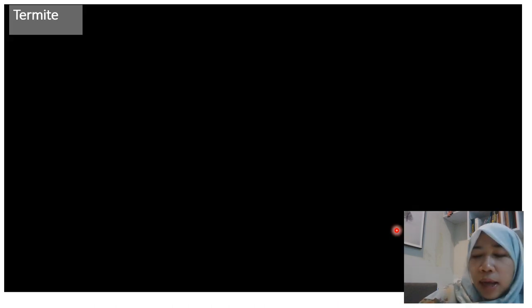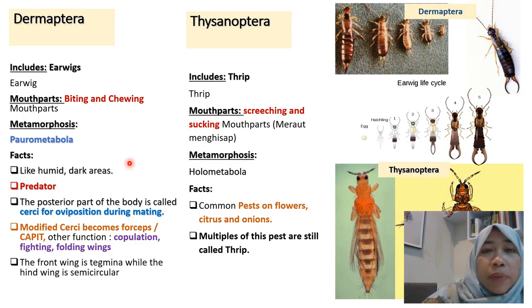And then maybe the last one, the orders Dermaptera and Thysanoptera. Dermaptera in Indonesia we say cocopet, the earwig in English. Mostly biting and chewing. The metamorphosis is paurometabola. What is paurometabola? Paurometabola is gradual metamorphosis, starting from egg and then nymph, and then adult. In the nymph, there are several changes of cuticle. Change of cuticle, yeah. There is instar 1, instar 2, instar 3, instar 4, instar 5.